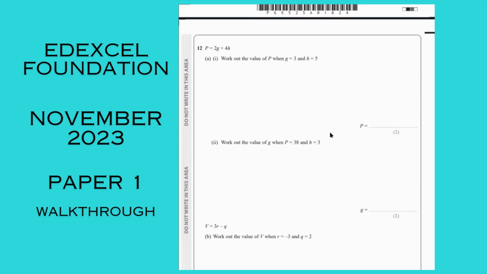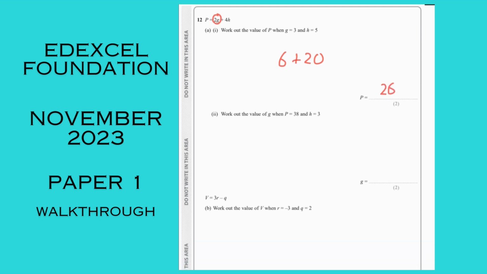Whenever with substitution, with or without a calculator, double check negatives if and when they crop up. Doesn't crop up here until part B, but nevertheless, take care. So for A, work out the value of P when G is 3. So 2 G's are 6. Added to 4 H's, that's 20, because multiplication comes first in BIDMAS. We've got the answer 26.